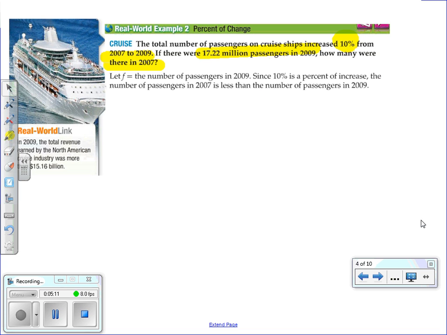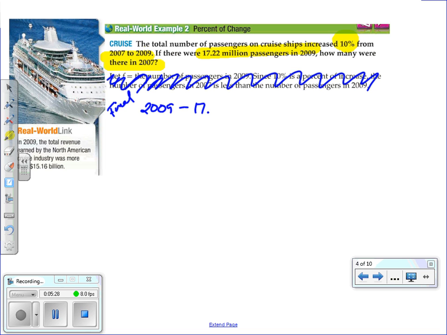All right. The next thing we're going to do is just ignore this. All right, so what do we know? We know in 2009, which would be how it ended, so that's my final, we had 17.2 million people. The beginning, the original in 2007, do we know what that is? No, so that's going to be x. That's what we're going to find out. And how about our percent of change? Do we know that? Yes, it's 10%.